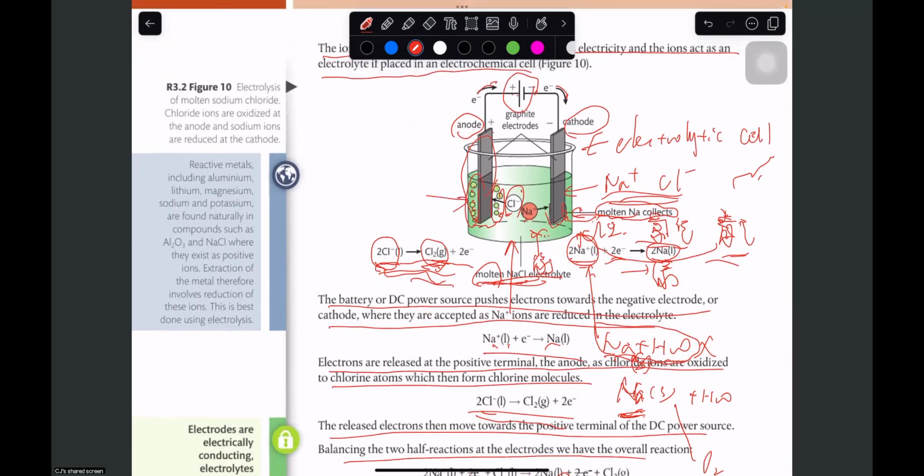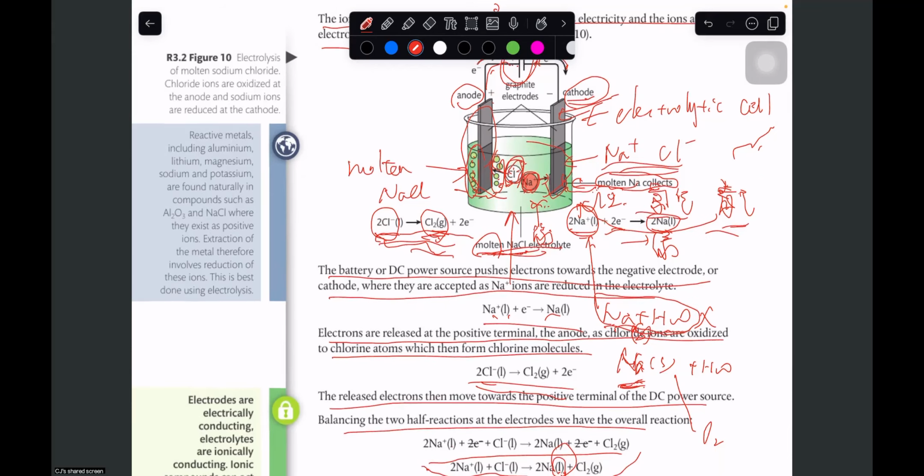For example, here is the molten salt. And in the molten salt, there are two kinds of ions, the Cl- and the Na+. When we put the electric supply in it with the electrodes, which we can make from carbon or anything else, the negative ions will be attracted to the positive pole, and the Na+ will be attracted to the cathode.